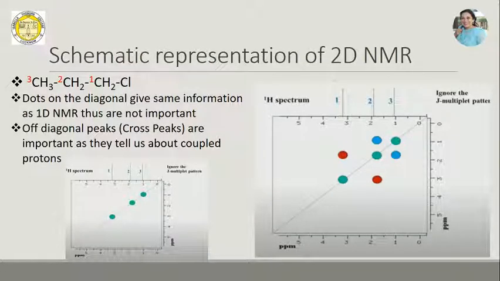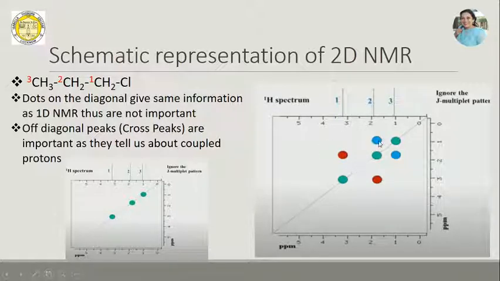Here is another schematic representation of 2D NMR, of propyl chloride, so 1-chloropropane. This is the schematic drawing. Whatever dots you can see on the diagonal are because of the 1D NMR, they are giving the same information as 1D NMR. Here no polarization transfer has happened. And the dots which you see off diagonal are important.